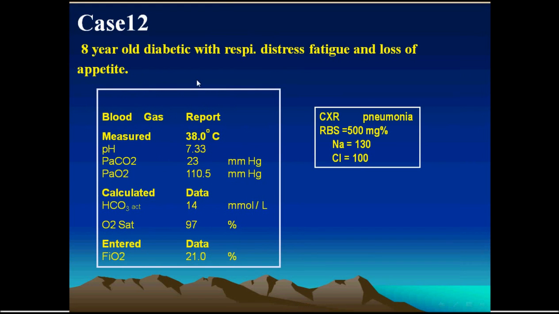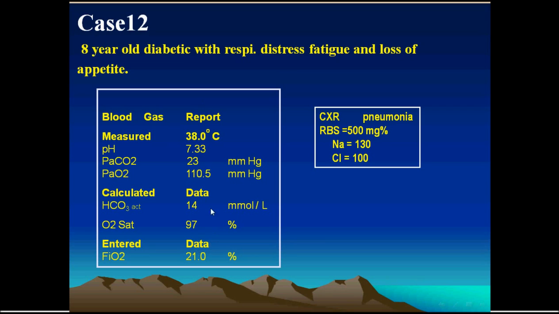Look at this. This is a simple case. An 8-year-old diabetic patient. He's a diabetic. This diabetic patient came with respiratory distress. Clinically he had fever, respiratory distress, and the random blood sugar was high. The X-ray showed pneumonia. So this is the clinical state of the patient with some lab investigations.